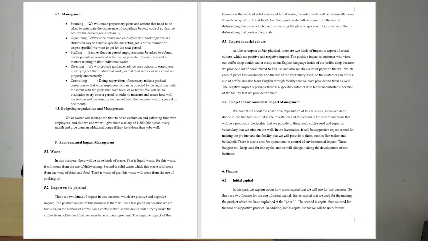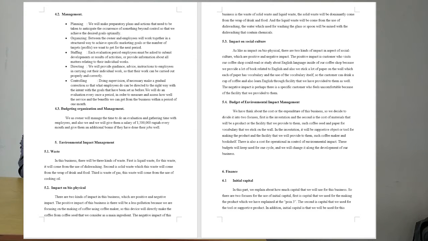Then the next point is budgeting, organization, and management. We as owners will manage the time to do an evaluation and gathering time with employees, and we will also give them a salary of about 1,500,000 rupiahs every month, and give them an additional bonus if they have done their job well.